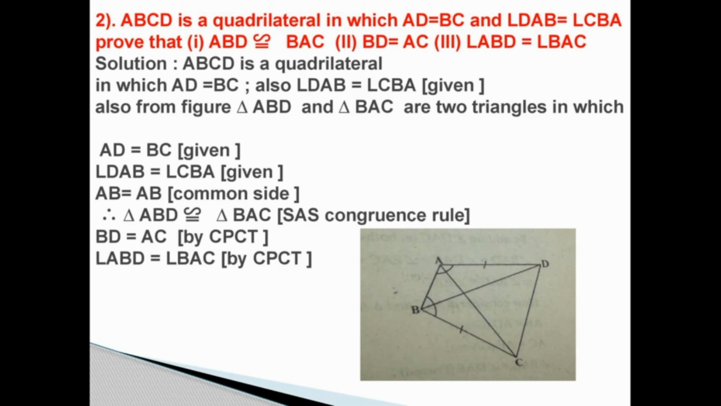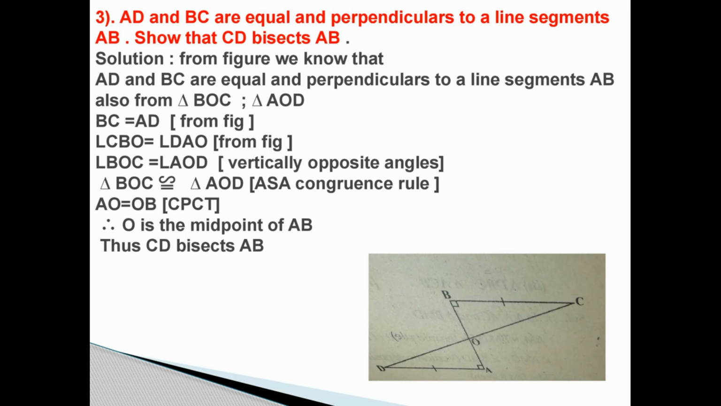Next. AD and BC are two equal line segments, perpendicular to the line segment AB. Show that CD bisects AB.